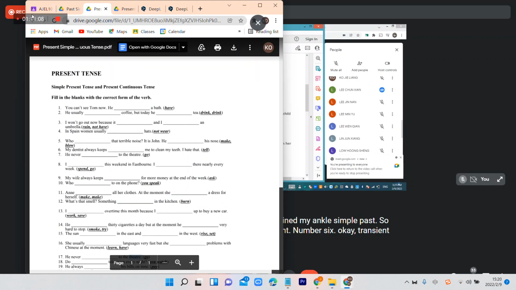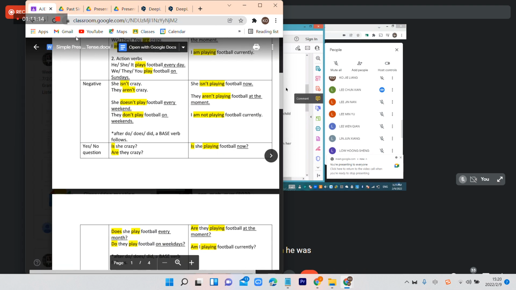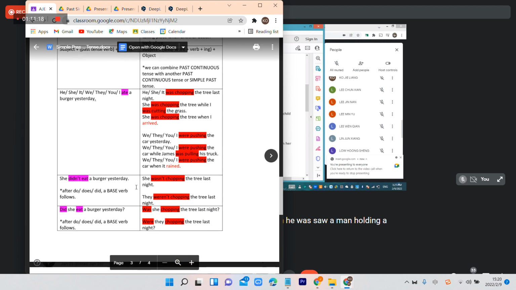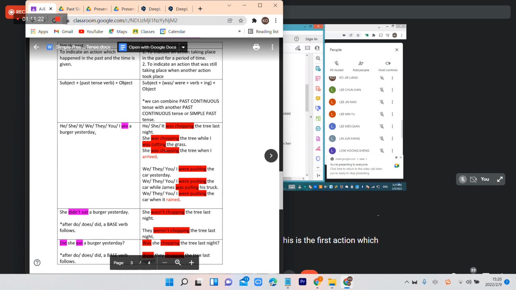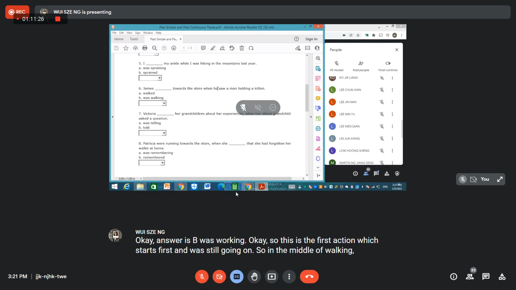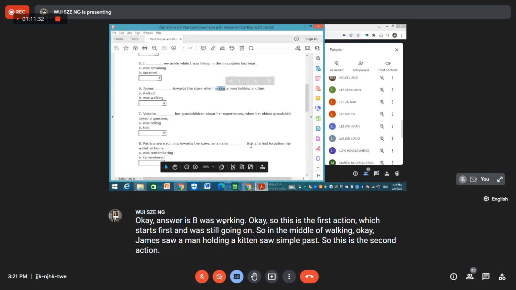James was walking throughout the store when he saw a man holding a kitten. Okay, answer is B, was walking. So this is the first action, which starts first and was still going on. So in the middle of walking, James saw a man holding a kitten. Saw, simple past. So this is the second action. Right, number 7.